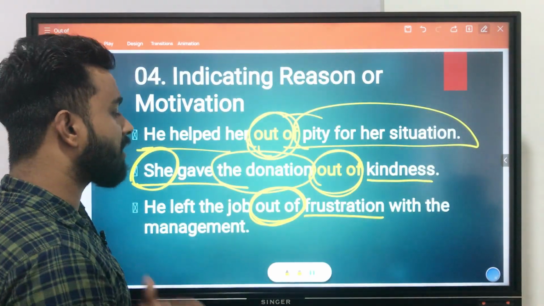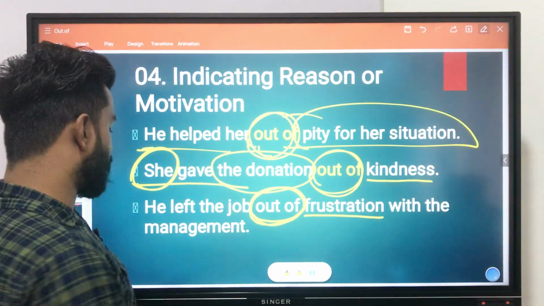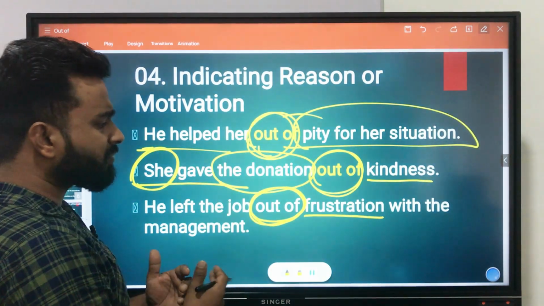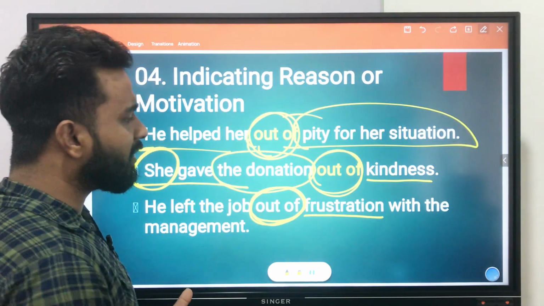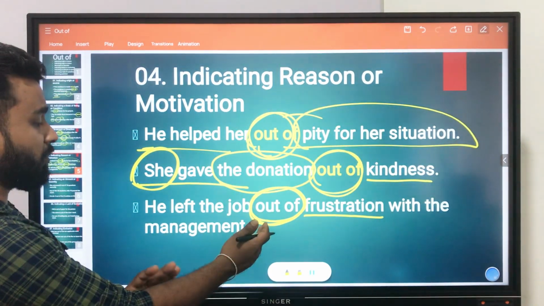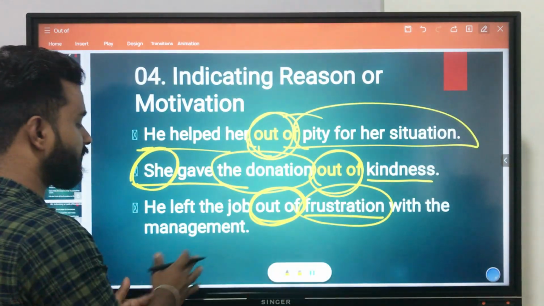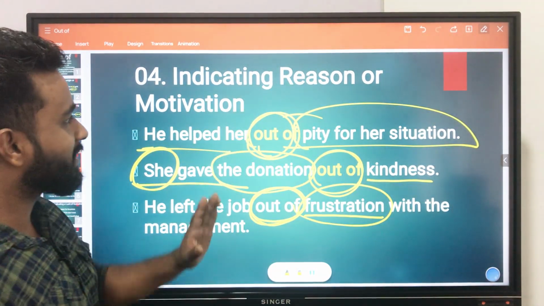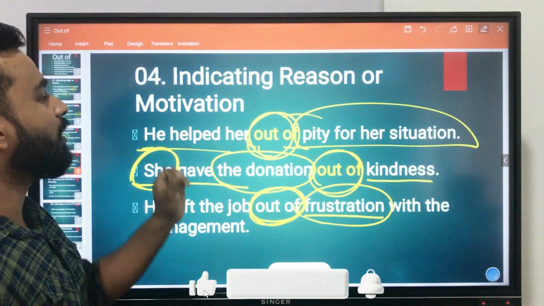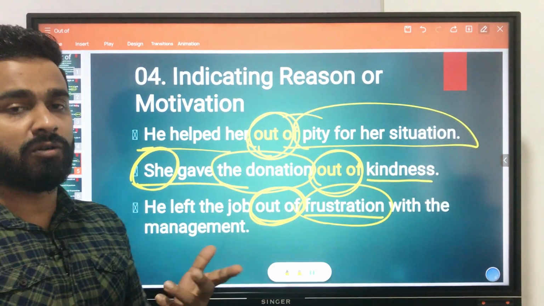He doesn't have any trust in the management. He doesn't have any happiness about the management. Then he has so many struggling thoughts in his mind. Then we say he left the job. He left the job out of frustration with the management. Right? Here you can see how we can use "out of" to indicate reasons or motivation.